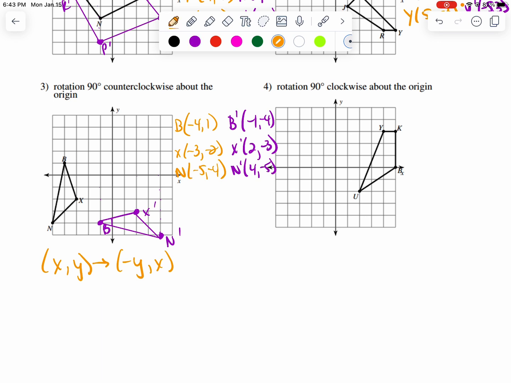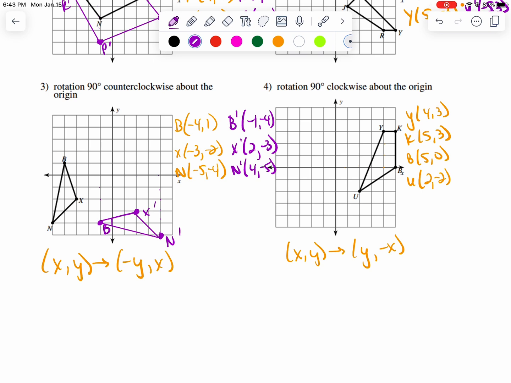Okay, last one, number 4. We want a rotation 90 degrees clockwise about the origin. Okay, so if we look at our chart on the first page, 90 degrees clockwise is going to take our pre-image, and our image is going to be y and the opposite of x. Okay, so y is the ordered pair, let's see, 1, 2, 3, 4, 1, 2, 3. So 4, 3. K is at 5, 3. B is at 5, 0. And U is at 2, negative 2.